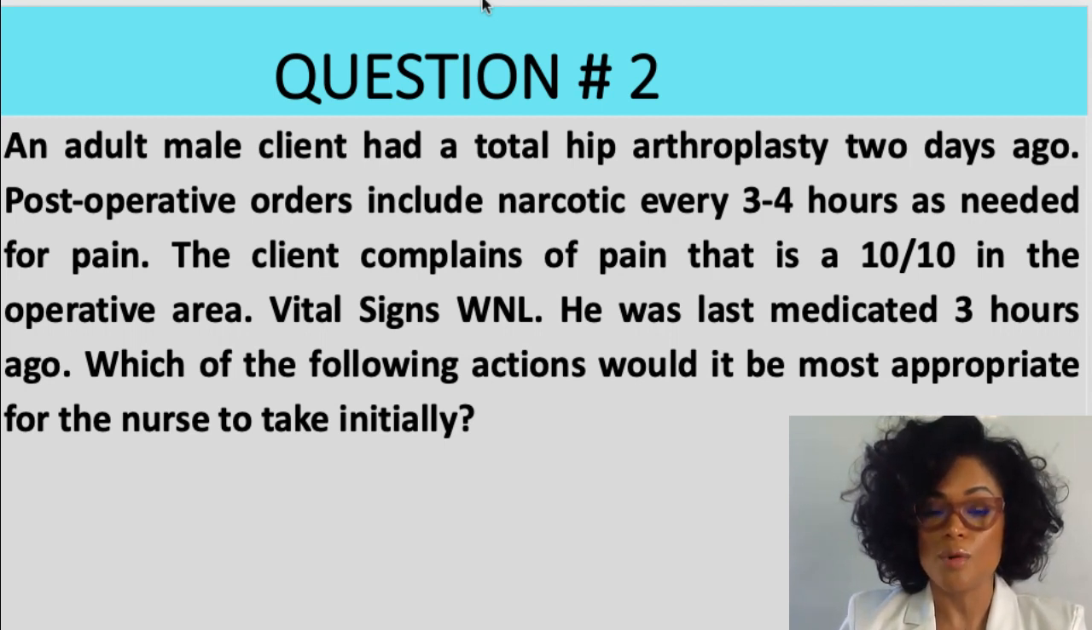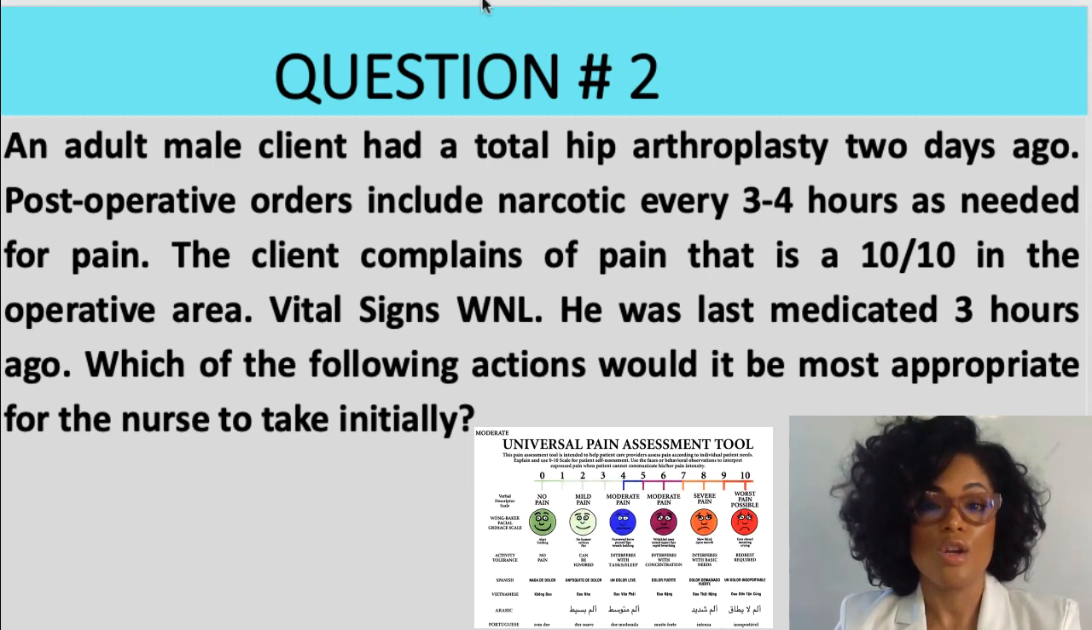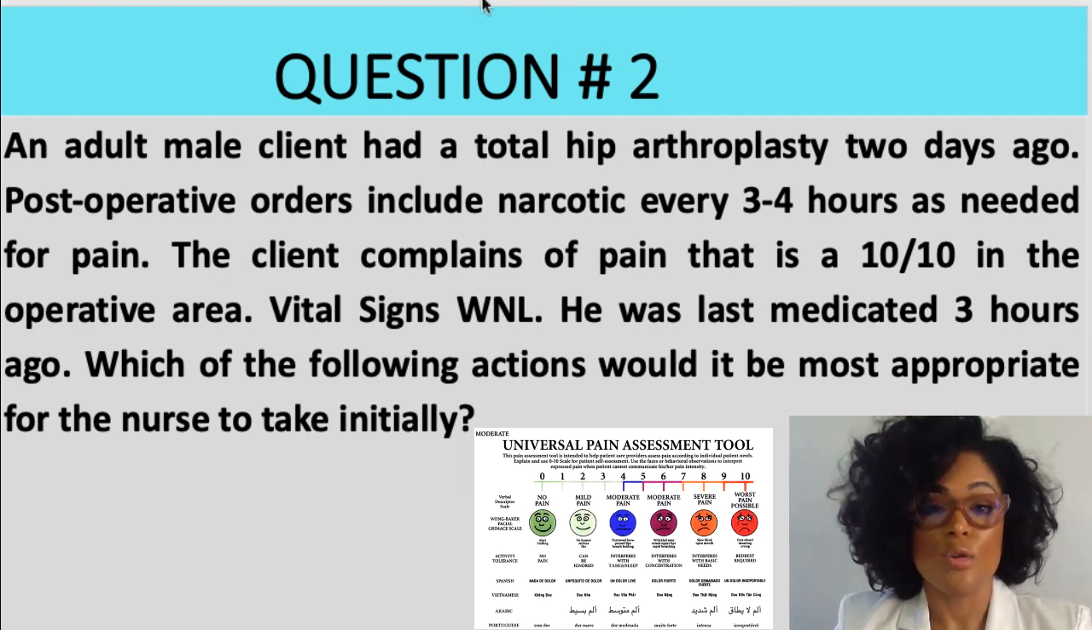So this is the same question as question 1, but what is the difference? That you have now more information. You not only know that you have a narcotic order for pain, you know the level of pain, you know that the vital signs are normal, you know where it hurts, and you know that he was last medicated 3 hours ago, which is within the time interval that the patient can get pain medicine. So here you have all those assessment components that you would need in order to do an intervention. So I put this question here so you could see the difference.